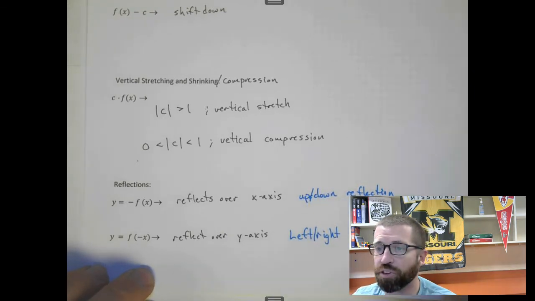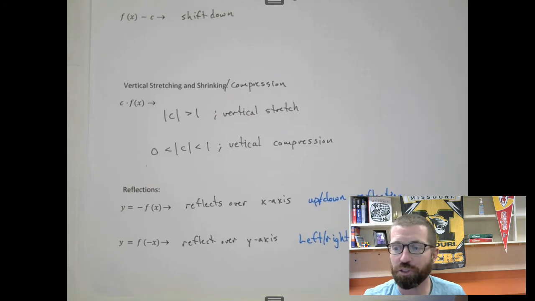Okay, so those are the definitions you need. Now the best thing to do is probably just look at some examples. So let's dive into those.